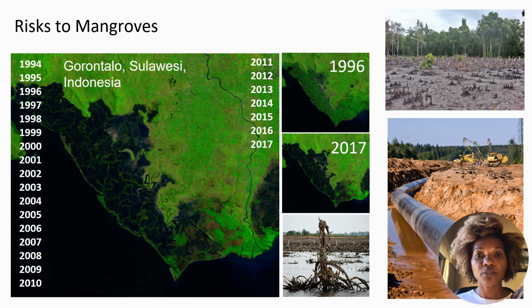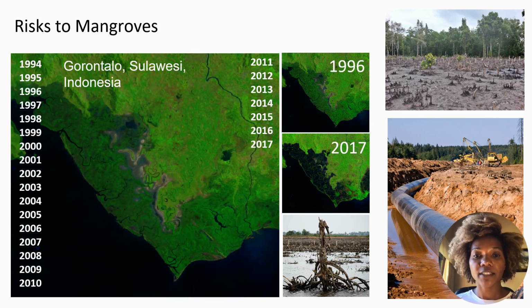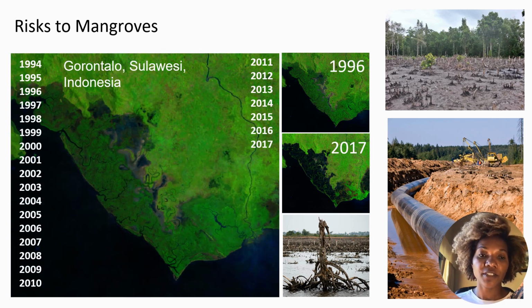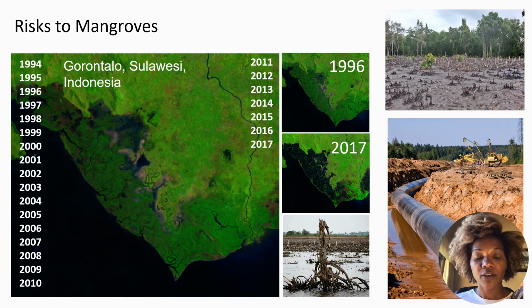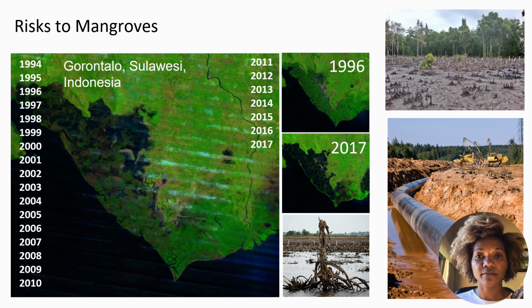Prior to the access to Earth observations and satellite imagery, we really didn't know the extent of mangrove deforestation, and we only had very limited information. Now that we have access to a lot more satellite data, we can do a much better job at monitoring these systems and understanding where they are, where they're being lost, and also their importance.